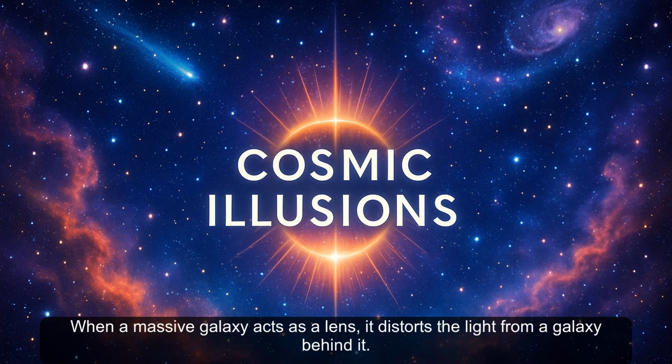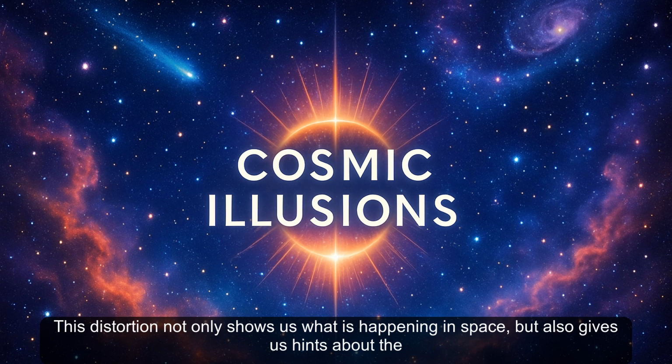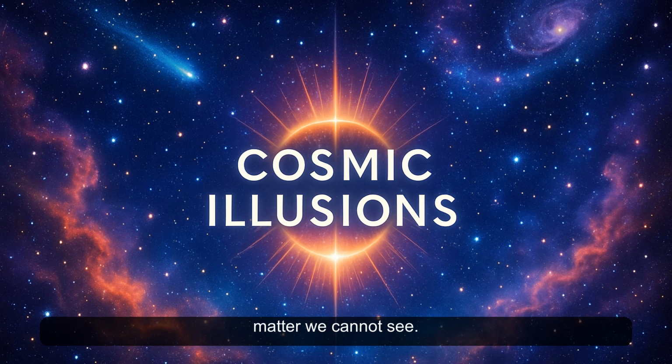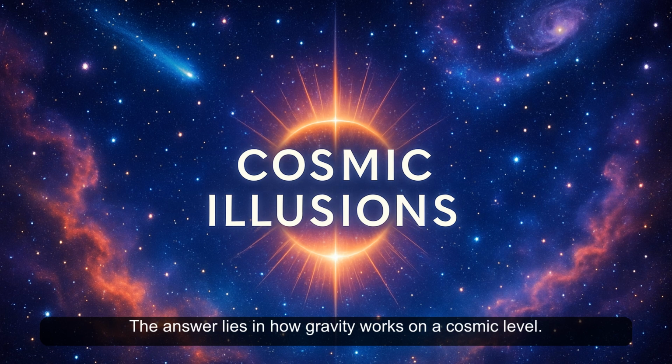When a massive galaxy acts as a lens, it distorts the light from a galaxy behind it. This distortion not only shows us what is happening in space, but also gives us hints about the matter we cannot see. What does the way light curves tell us? The answer lies in how gravity works on a cosmic level.